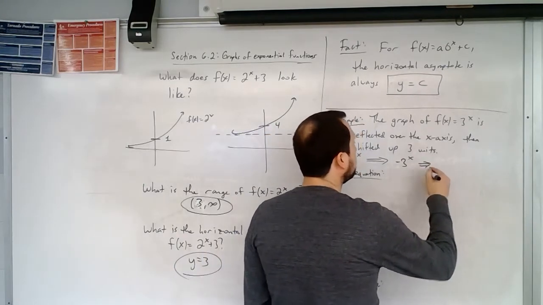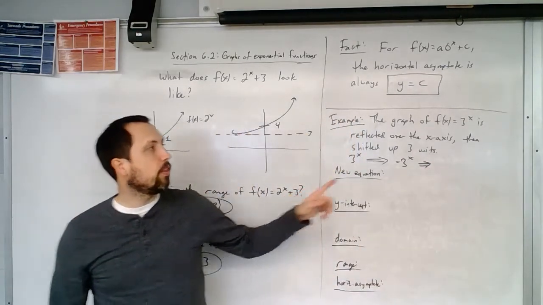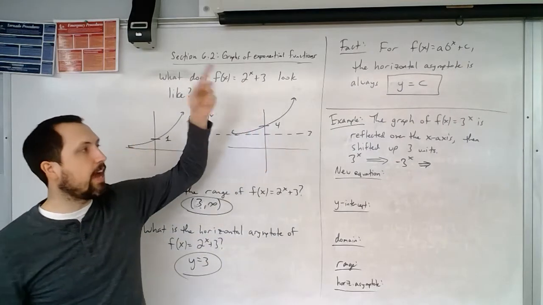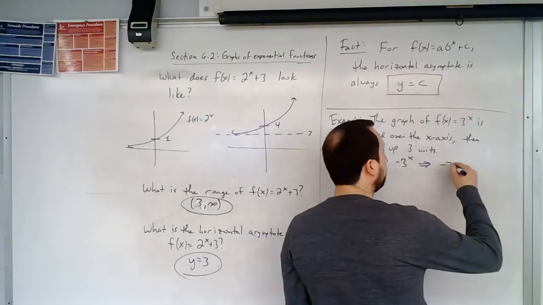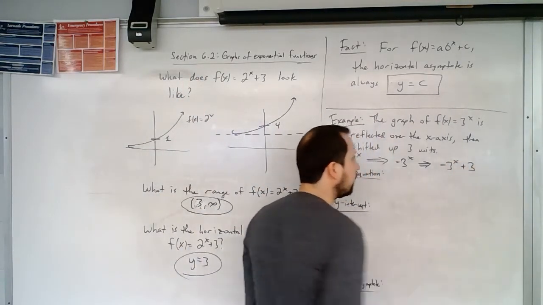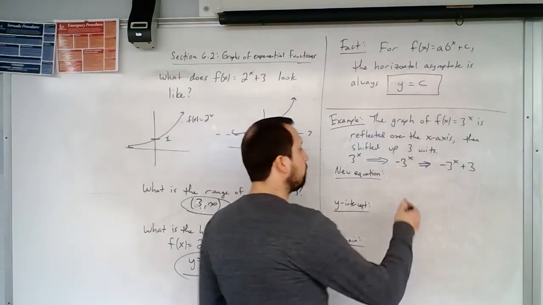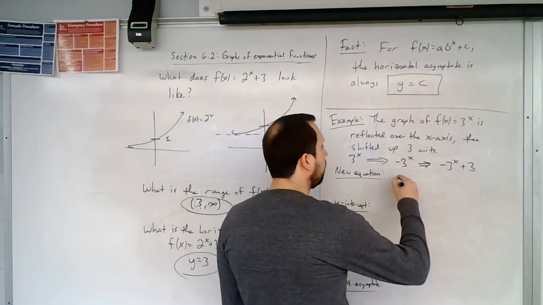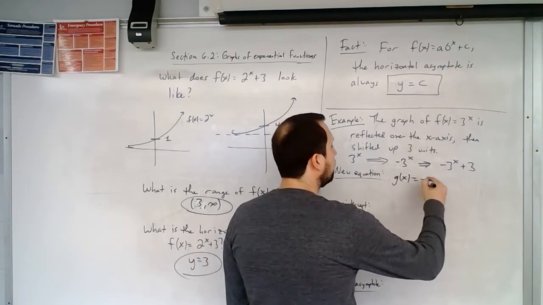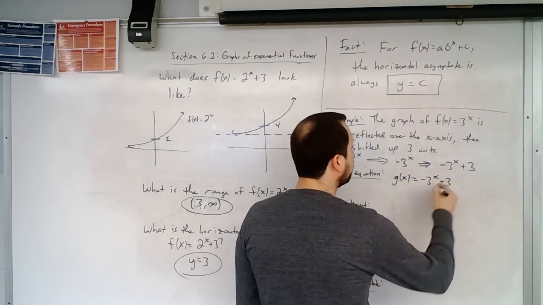Now if we shift this up 3 units, it's the same thing that happened over here. We add 3 to the outside. So I have negative 3 to the x plus 3. I shift this up 3 units, and this is my new equation. I'll call this g of x is equal to negative 3 to the x plus 3.